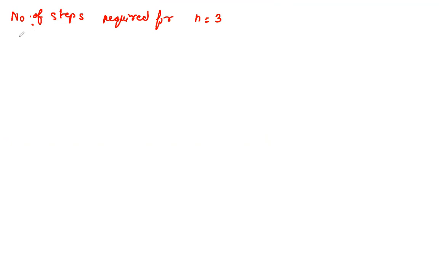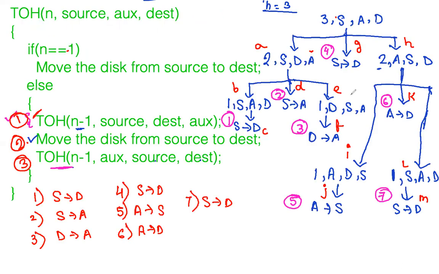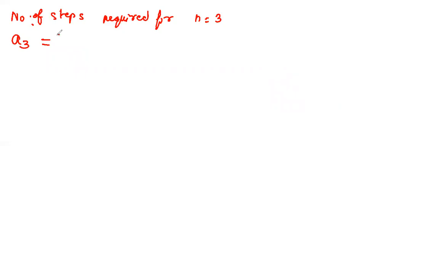So what we see is that A3, that is the number of steps required to solve a problem of size 3, is equals to, if we go back to the recursion tree, we find that to solve a problem of size 3, there are two subproblems of size 2 and a constant movement from the source to the destination. So we can represent that like this. So there are two subproblems of size 2 and a constant statement, which takes a constant time.